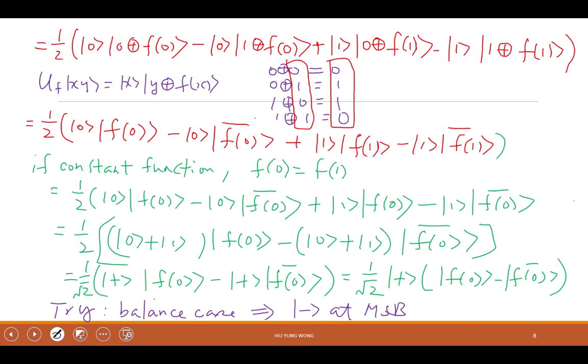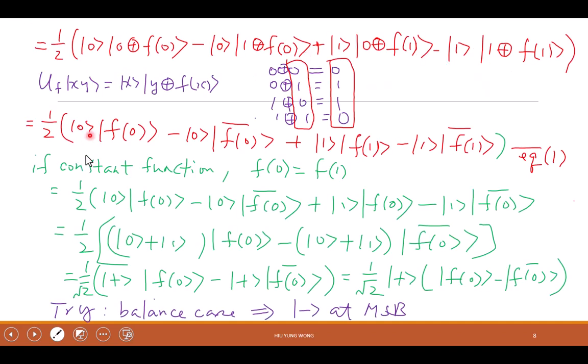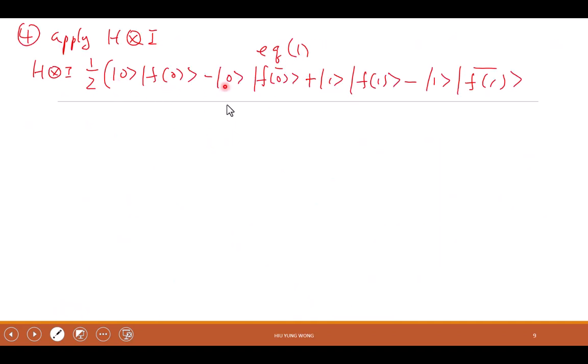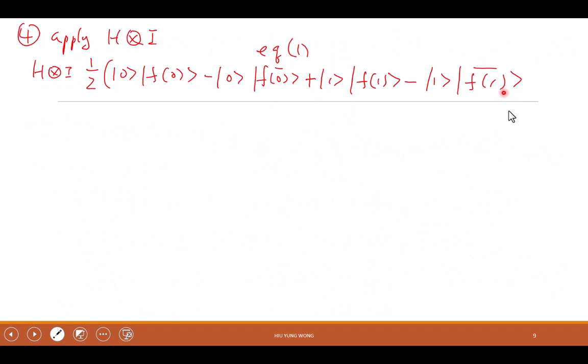I just write, this is equation 1. Maybe that will confuse you, so let me call this equation 1, right? So what I'm doing is just applying this to equation 1. I just copy this one and apply to it. Now, when I apply this to this, you should be very familiar with this already. What happened to the least significant qubit, the second qubit on the right? It stays the same because I apply an identity gate.